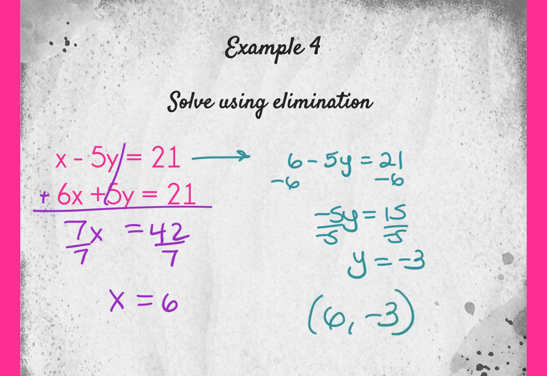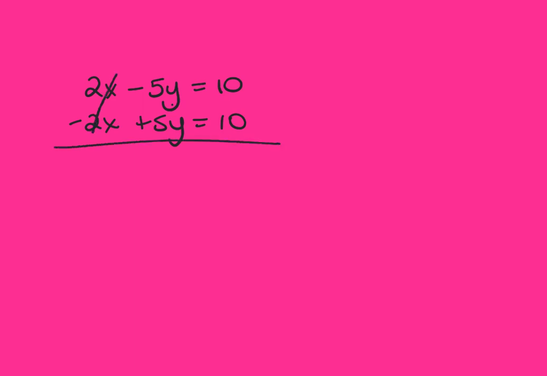So we didn't see it happen in the notes, but remember the special cases. So if you had something like 2x minus 5y equals 10, and negative 2x plus 5y equals 10, when I add these, they cancel, and then I get 0 equals 20. 0 doesn't equal 20, so this would be no solution.